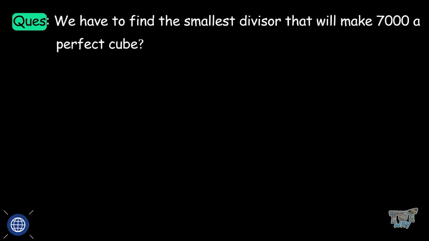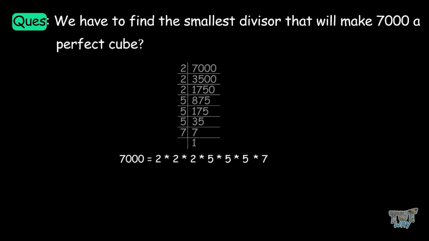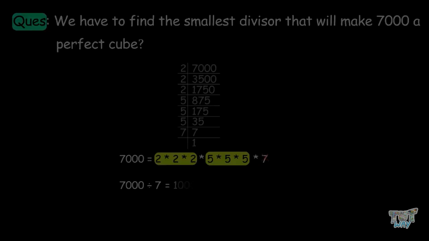So, doing the prime factorization of 7,000, we will get this. 2 times 2 times 2 multiplied by 5 times 5 times 5 times 7. 2 is able to form a triplet, so is 5. We only have 7 that is remaining. So we will divide 7,000 by 7. That is, we will remove 7 from this prime factorization, and we are left with the perfect cube. 7,000 divided by 7 equals 1,000. 1,000 is a perfect cube number, and its cube root will be 10.